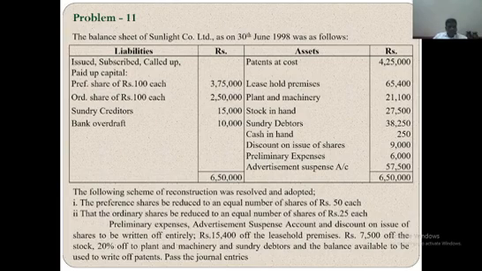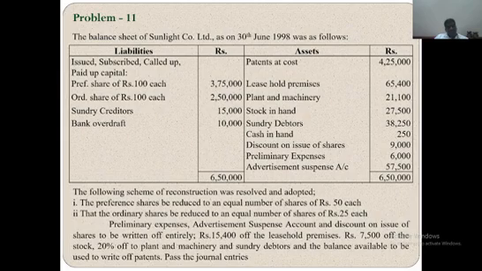The next, that the ordinary shares be reduced to an equal number of shares of rupees 25 each. Ordinary shares value rupees 100 each. 2,50,000 divided by 100, so how much? 2,500 shares at the rate of rupees 100, that means old equity share capital 2,50,000 debited to old equity share capital to new equity share capital.